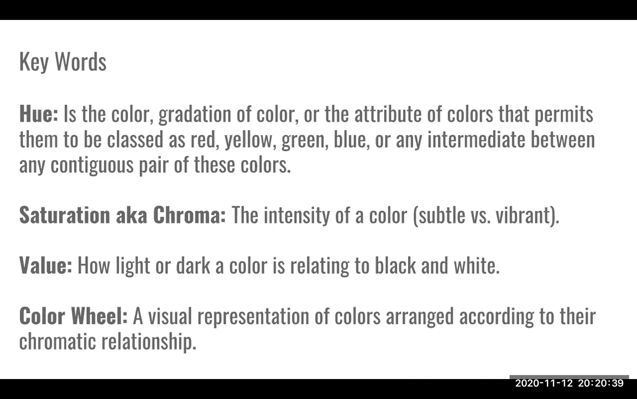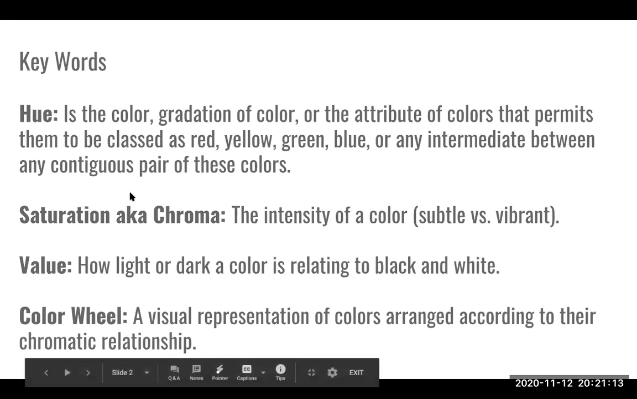So, we're going to talk about some keywords that I'm probably going to throw out there as we talk about color. Hue is a color. It's the gradation of color, or the attribute of colors that permits them to be classified as red, yellow, green, blue, or any intermediate between any contiguous pair of these colors. So hue essentially just means color. You can say, my favorite hue is green or greenish blue or anything like that. So hue just means color.